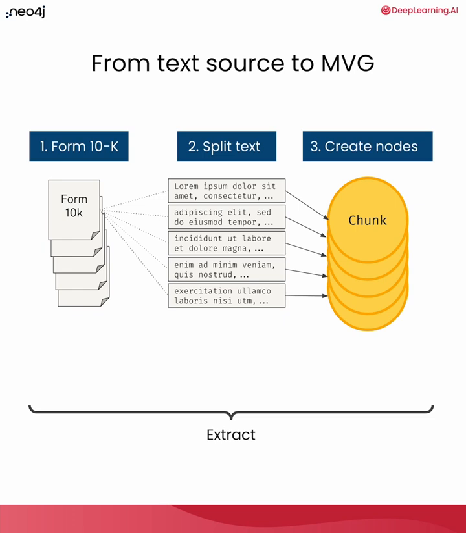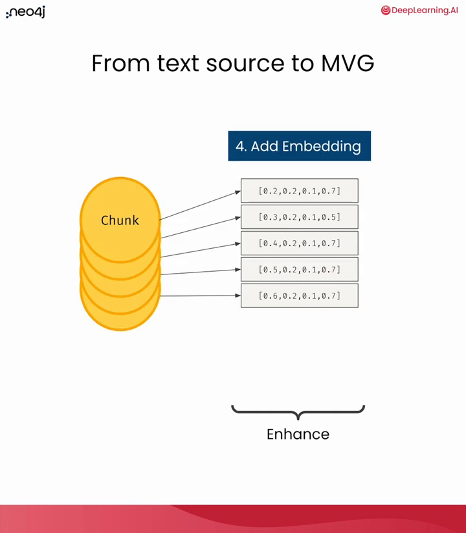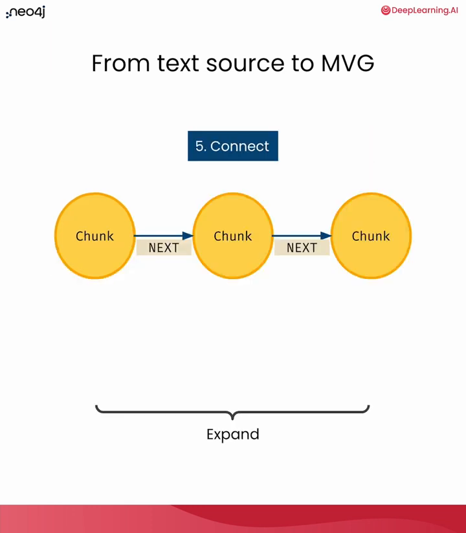Think back to the beginning of the course when you had some Form 10K data and you were importing that. You had the raw data, we split it into some text, we just did the chunking, right? Then you created nodes for each of those chunks. You added some embeddings, and finally, you connected those nodes. That's exactly the pattern I'm talking about. You extracted some information from the original source data, you enhanced that with the embedding, and then you expanded it into the graph itself.